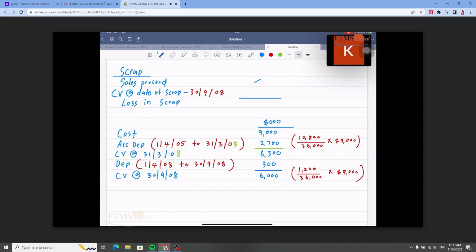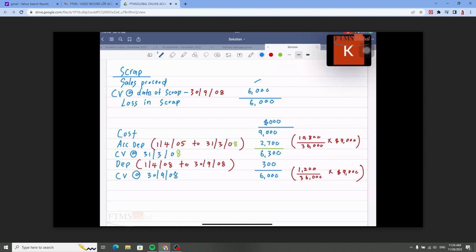Okay, then I can fill that in. Carrying value at date of scrap, something that we want here, correct? Okay, so this is 6,000. Then my loss in scrap, 0 minus 6,000 must be 6,000. Okay, so I think we have completed the working for scrap. We can update our SOCI and this balance sheet.